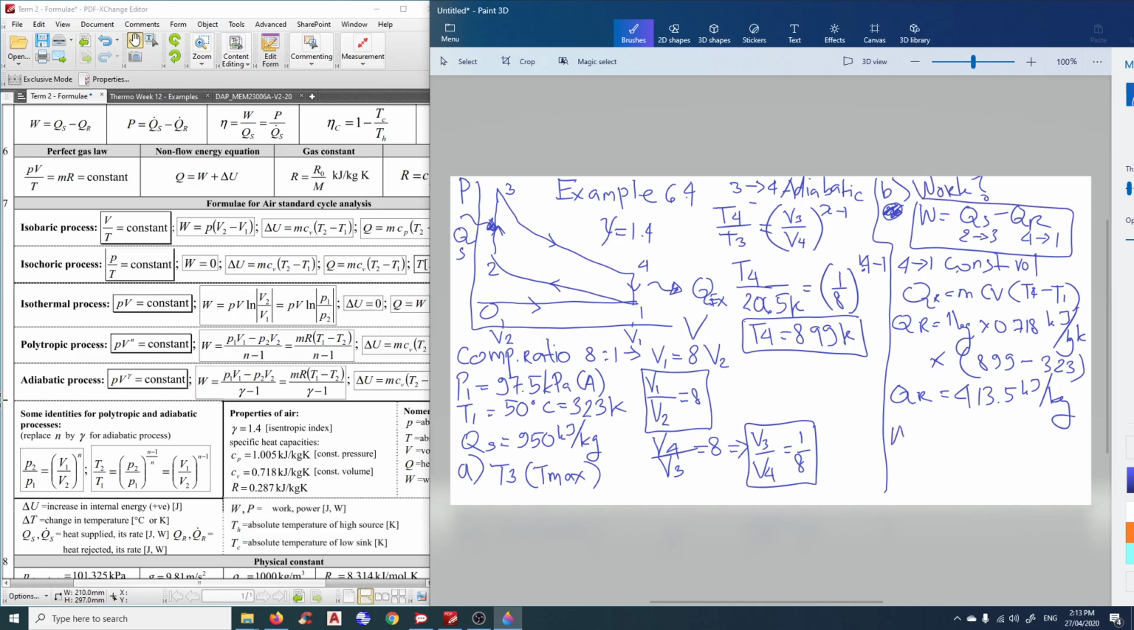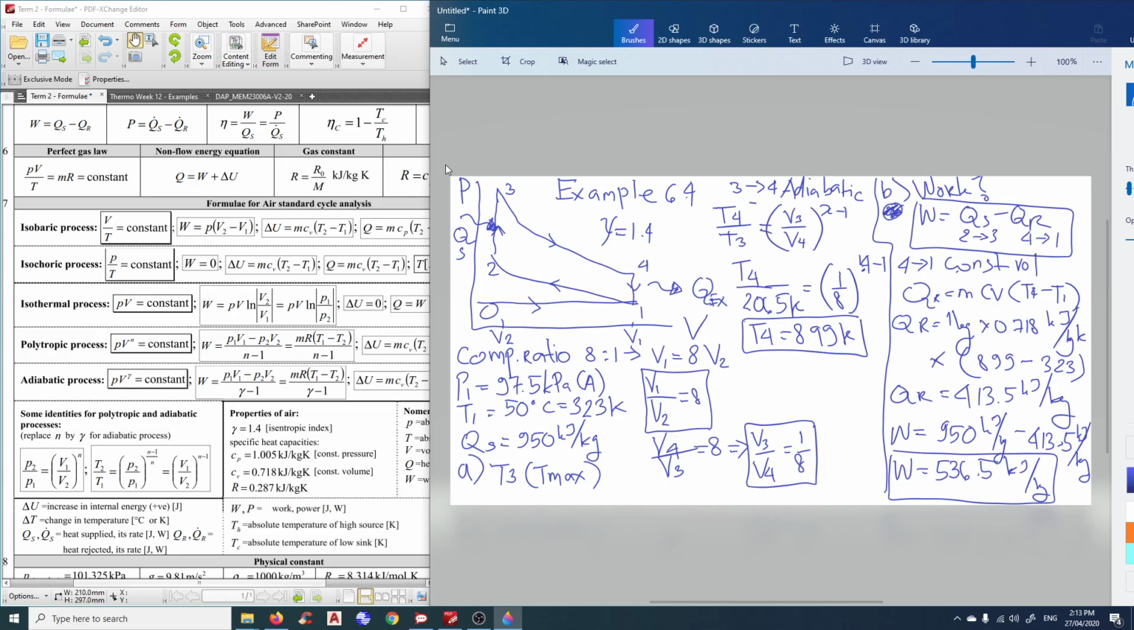So the work being done equals Q supply, 950 kilojoule per kilogram, minus Q reject, 413.5 kilojoule per kilogram. So the unit is kilojoule, the same. So the work being done is 536.5 kilojoule per kilogram. Okay.